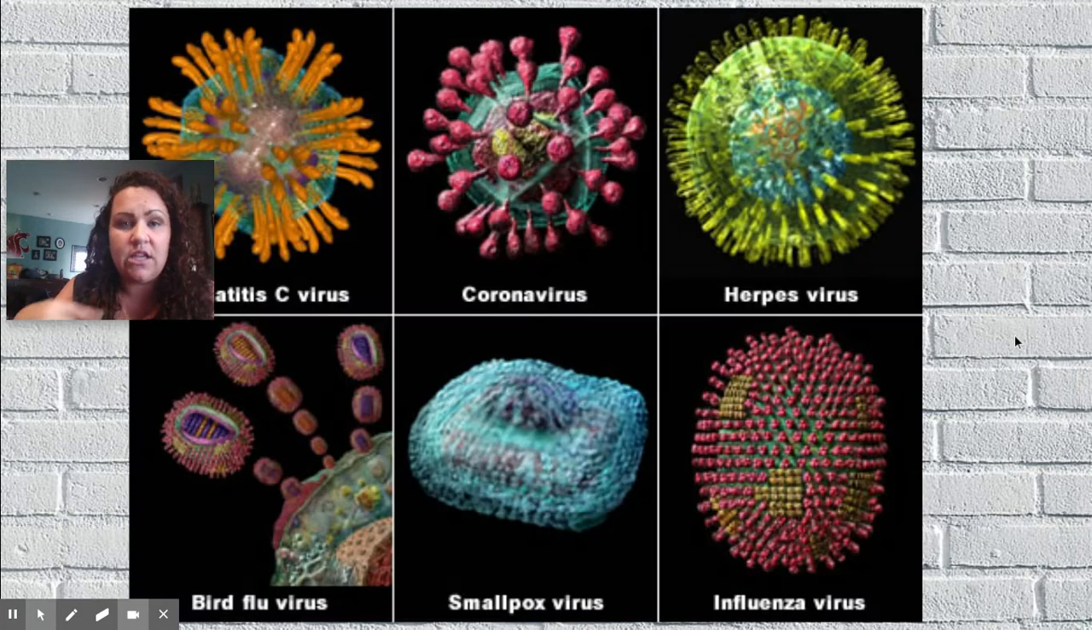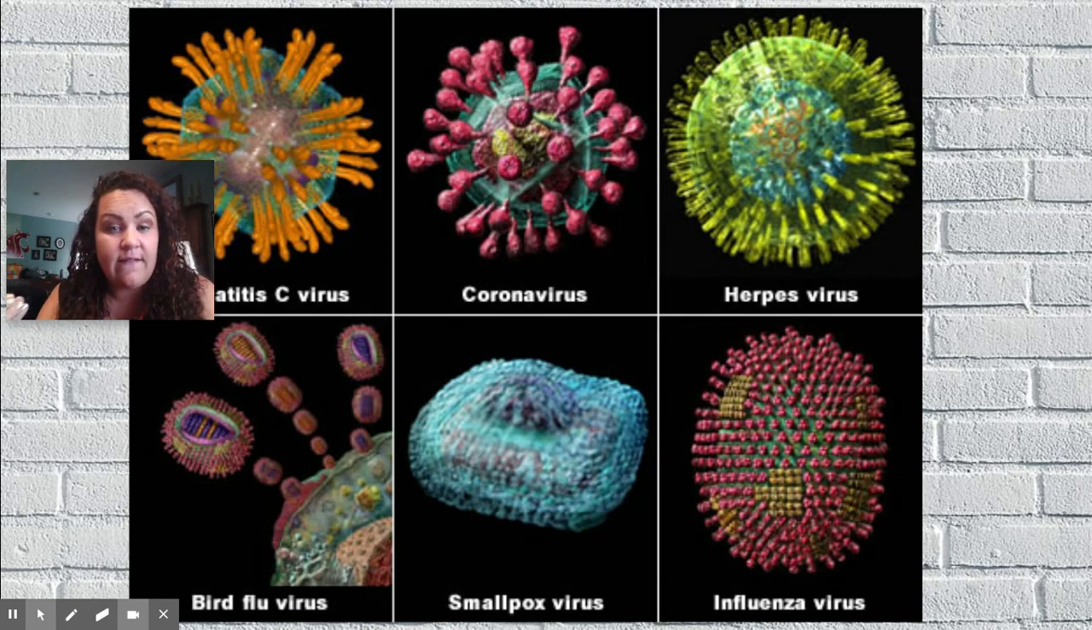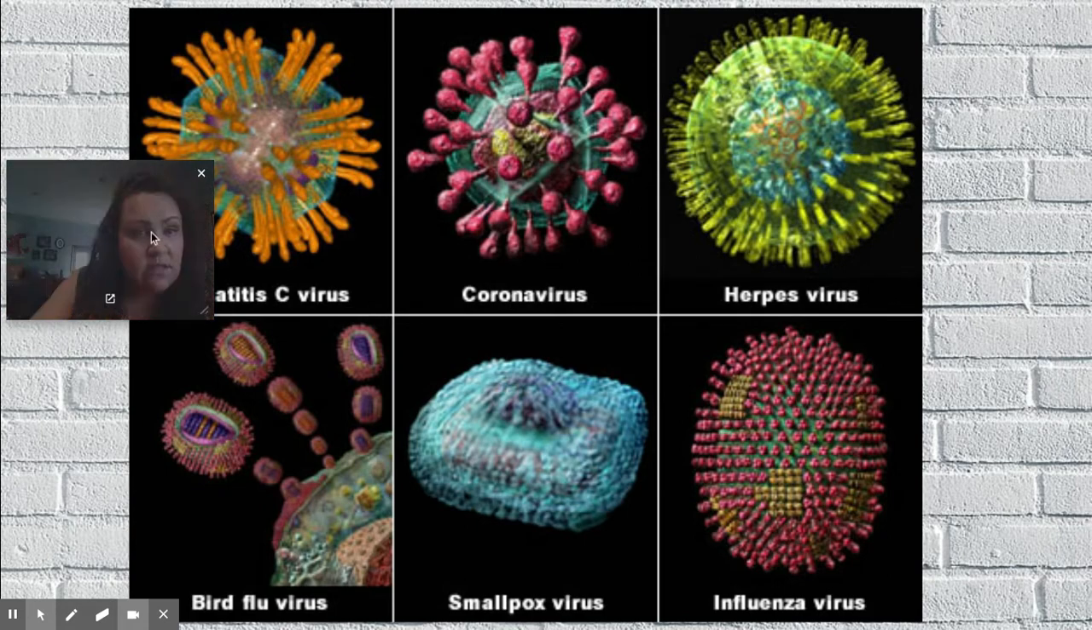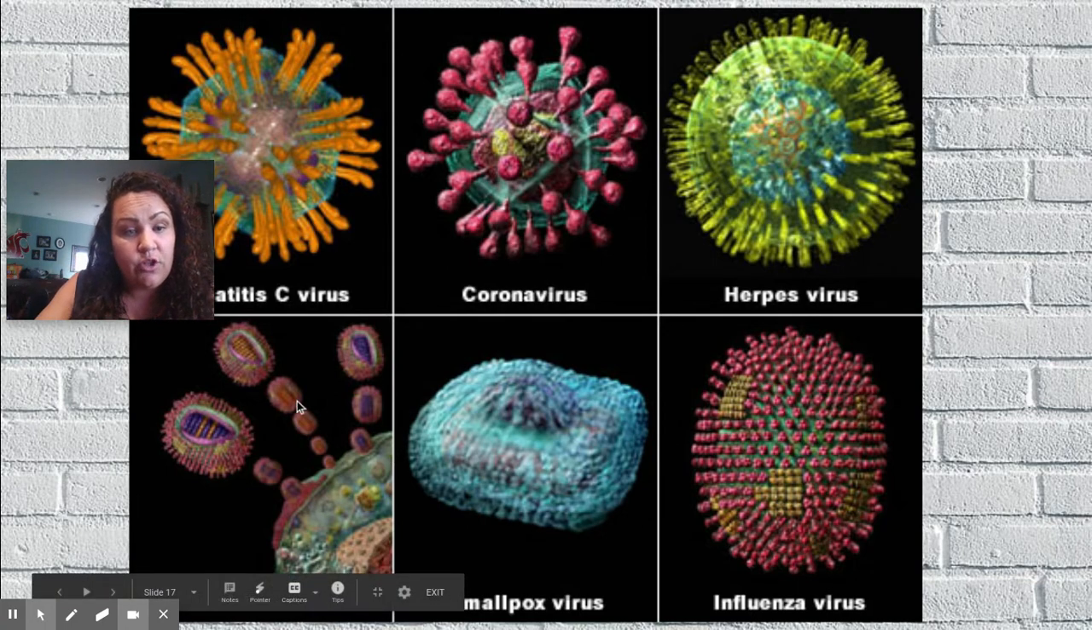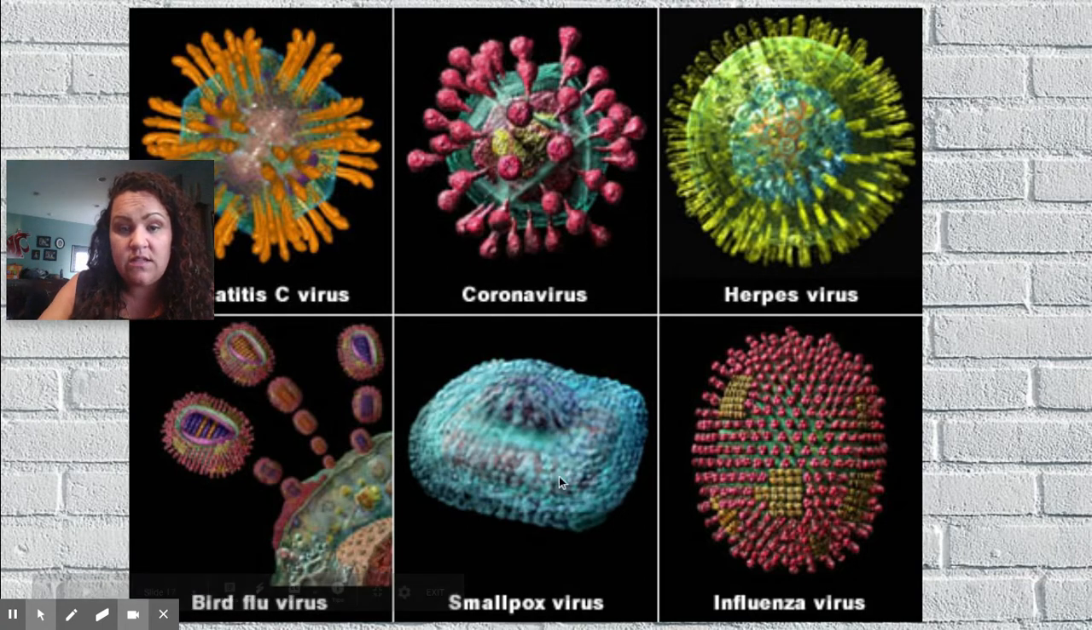But let's talk about things that you and I come across. Viruses that infect animals, like you and I were animals. So you have hepatitis. You've got coronavirus. That's actually a lot of different kinds of viruses, but we'll get back to that. You've got herpes virus, which if you've ever had a cold sore, that's who's infecting you. You've got the bird flu, smallpox, and influenza. And you can see even these guys vary greatly in size and shape.